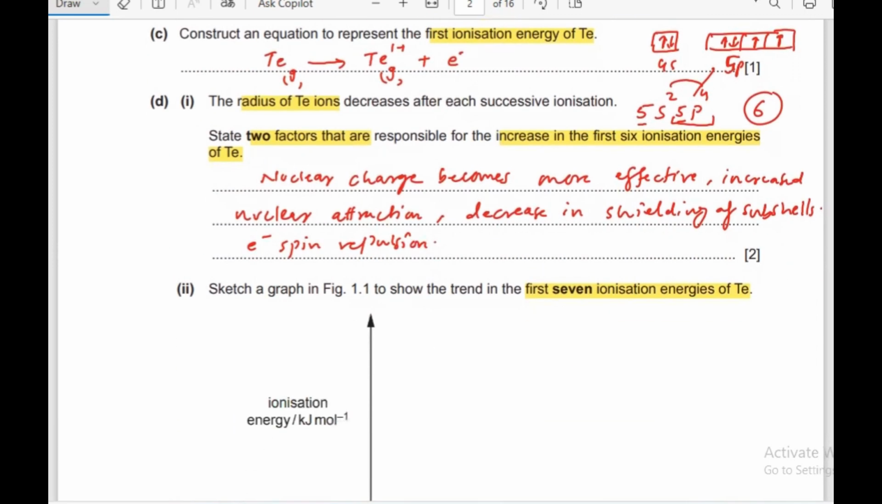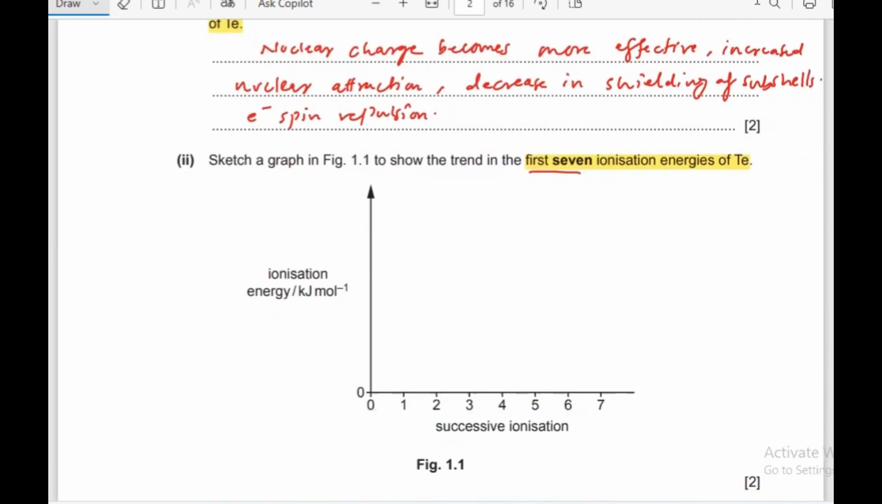Okay, then sketch the graph. Show the trend in the first 7 ionization energies of tellurium. So 6 electrons are present in the outermost shell. So there must be a rapid rise between the 6th and 7th ionization energy.